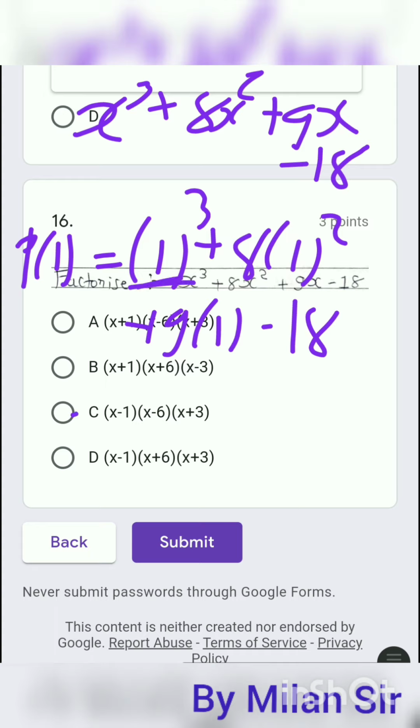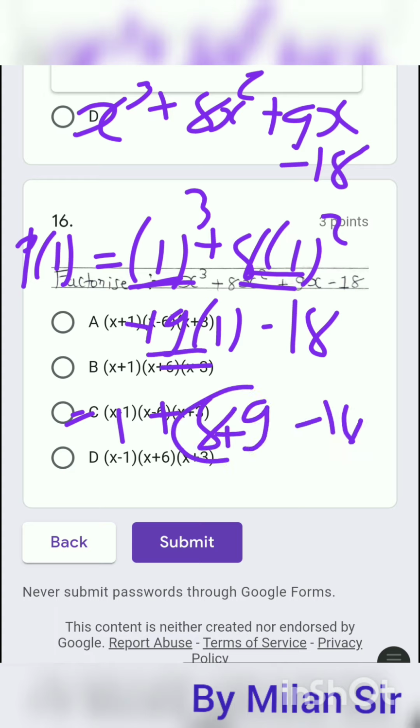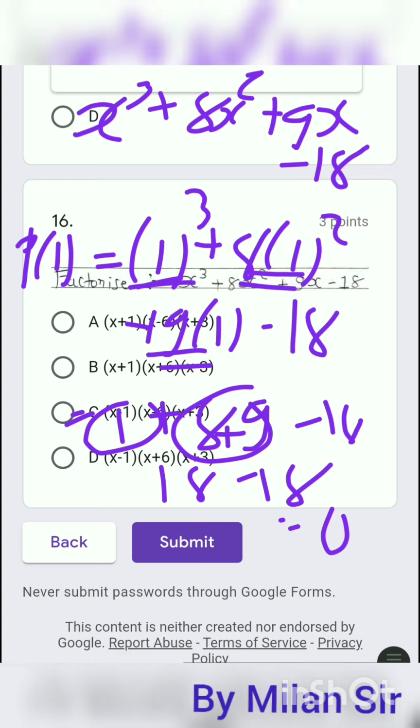1 cube is 1. 1 square is 1, into 8 is 8. 9 ones are 9, and minus 18. So 9 plus 8 is 17, plus 1 is 18. So here we have 18 minus 18, which is 0. So we get the remainder 0.